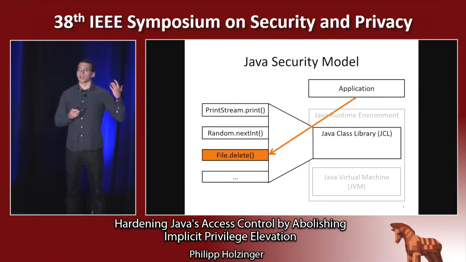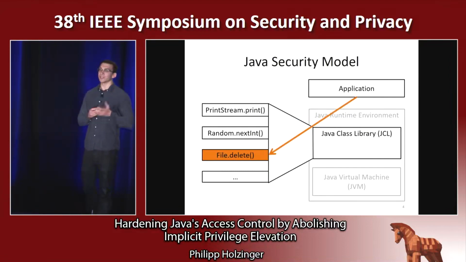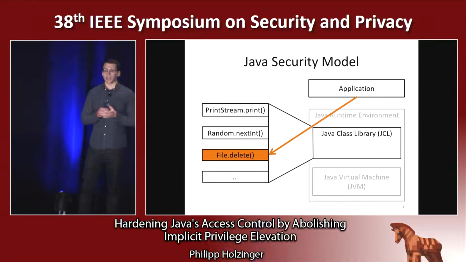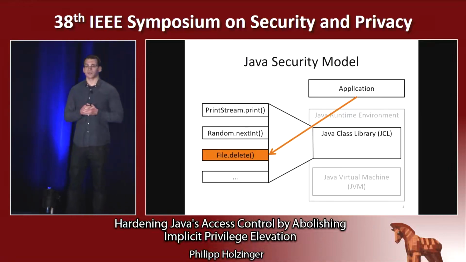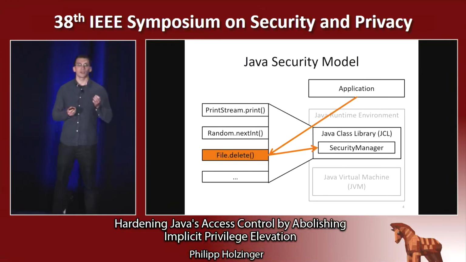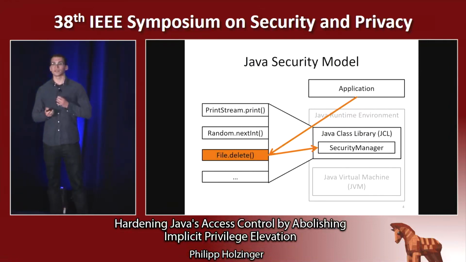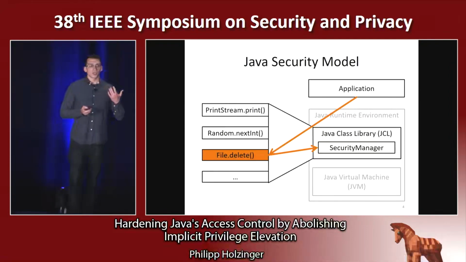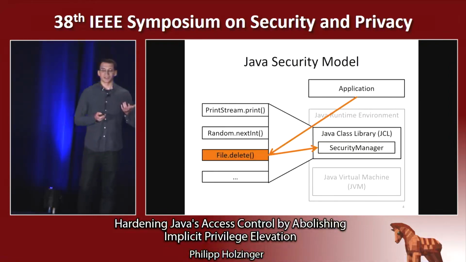Once they call a security critical functionality like File delete here, something special happens. The security critical functionality will consult the security manager in the class library to check if access to this sensitive functionality shall be allowed or not. So the security manager is in charge of deciding whether access shall be granted or not. So how does the security manager decide this?